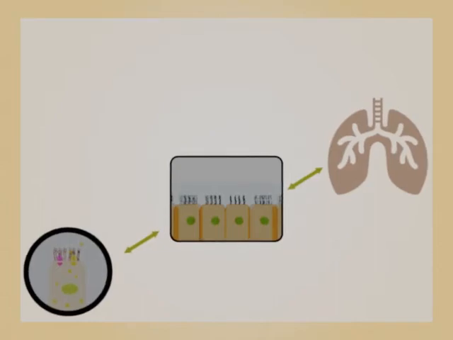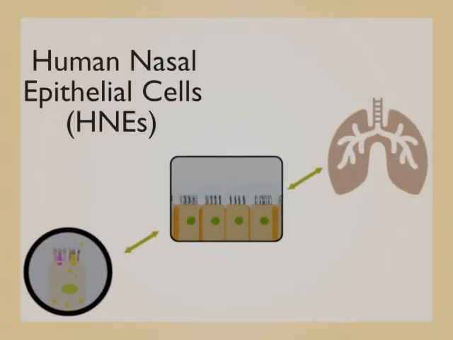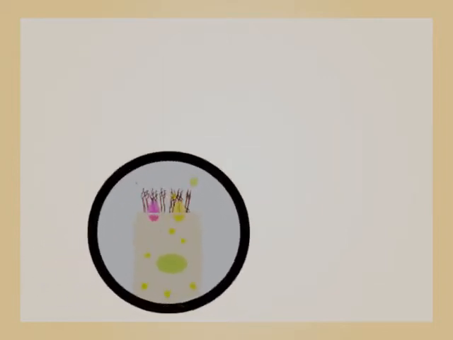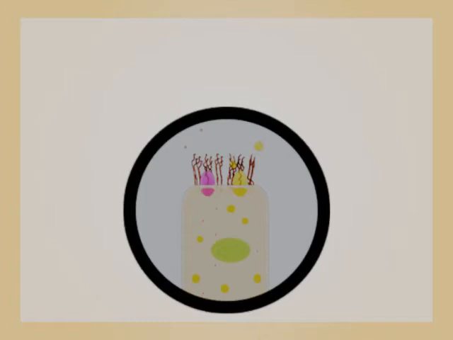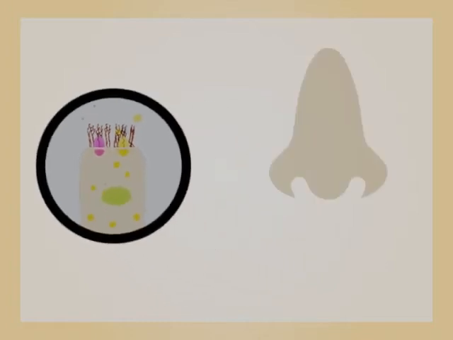This is made possible by the use of human nasal epithelial cells, or HNEs, for cell and tissue level experiments. HNEs contain the same ion channels as cells at the airway surface, but unlike airway cells, can be obtained from a simple, non-invasive nasal brushing.